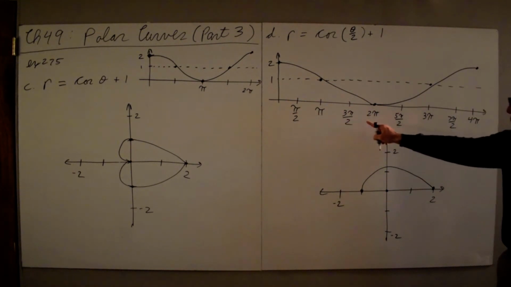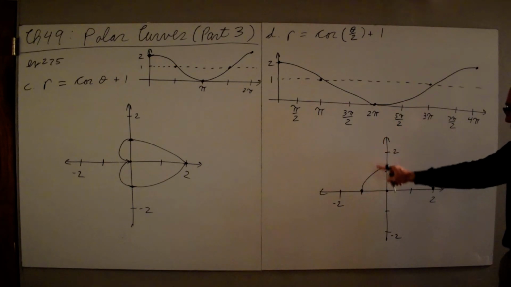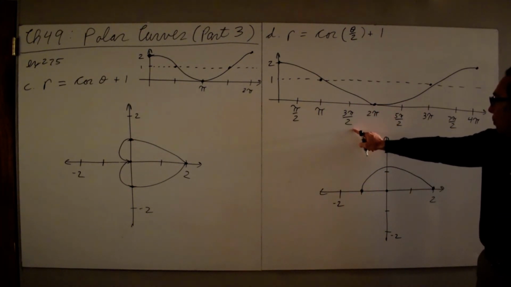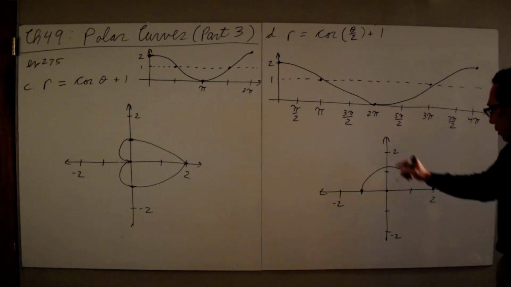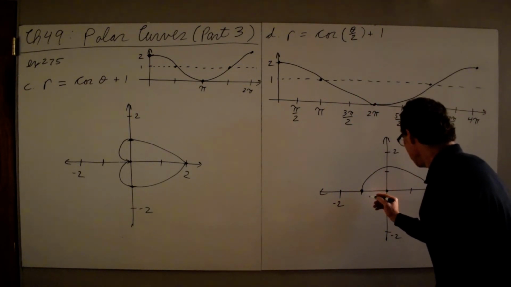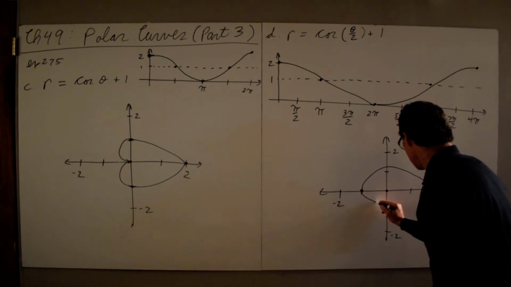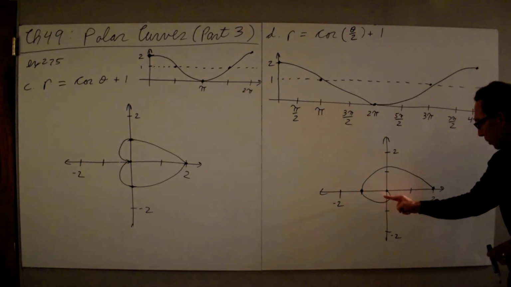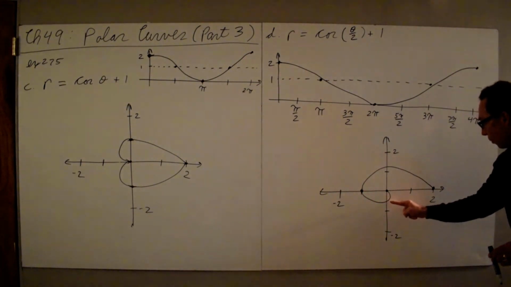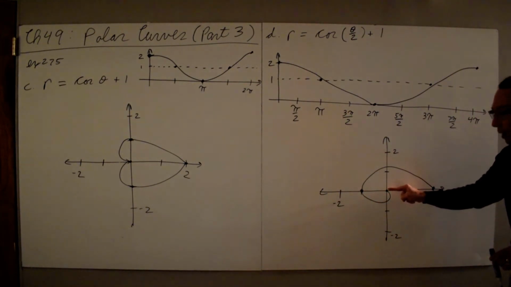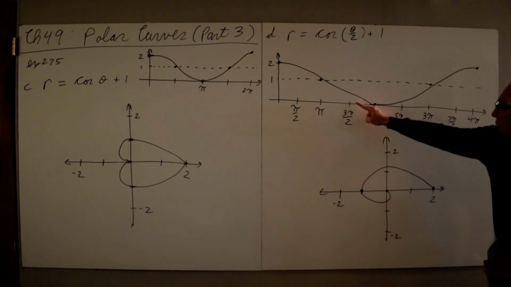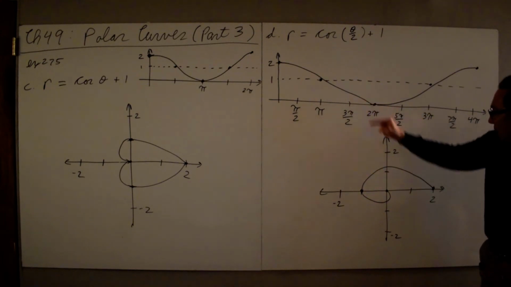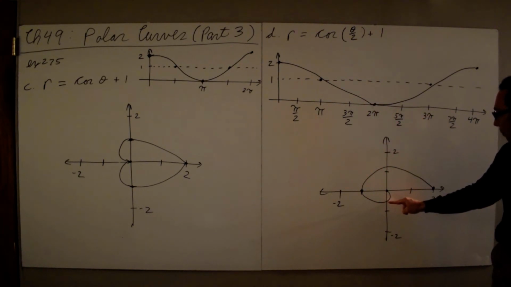From pi to 2 pi, r decreases from 1 to 0. But notice 3 pi over 2 is in between, and r is positive. So this is how we know that it doesn't just come to 0, that it crosses here and then comes back to 0. Because right here at 3 pi over 2, we're not going to calculate the exact value. We could, but it's greater than 0.